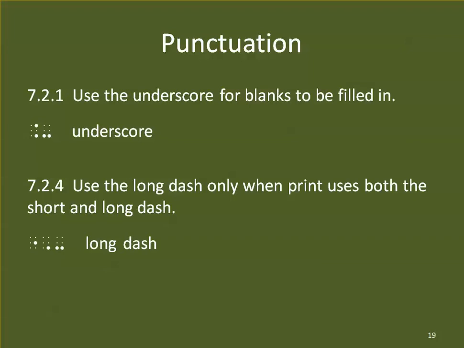The underscore is used for blanks to be filled in or for an actual underscore, say in an email address or something like that, where the line is below the baseline of text. So that would be for blanks to be filled in. The underscore, again, has the root of dots 3, 6, and the prefix for an underscore is dots 4, 6. The long dash is used only rarely. It's a super long dash in print. We don't use it much in Braille because we don't need to. But just for the record, it also has the root, dots 3, 6, and it has two prefixes, a dot 5 and then a dot 6.